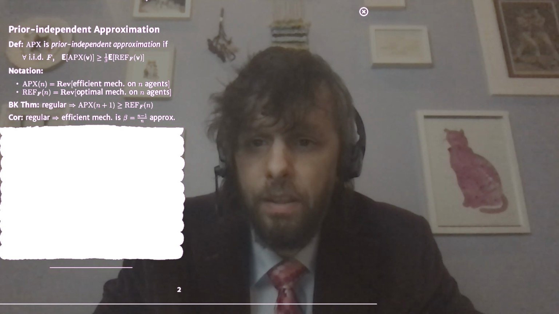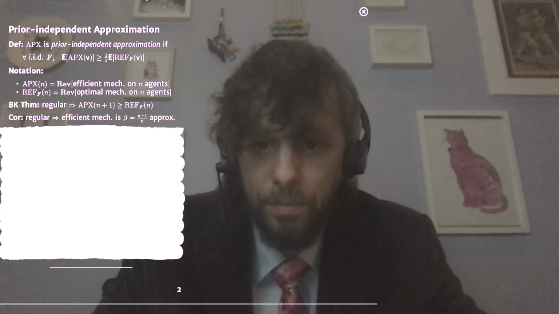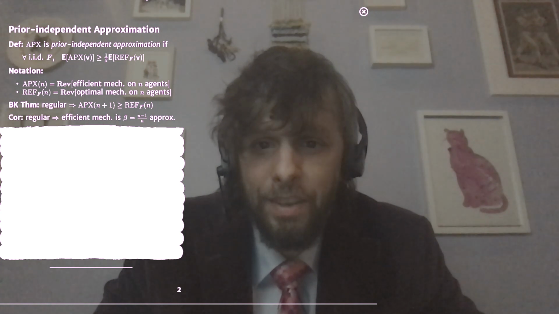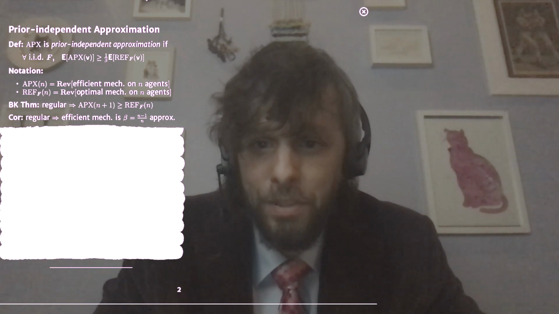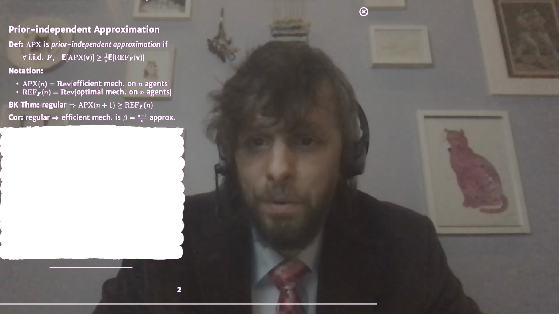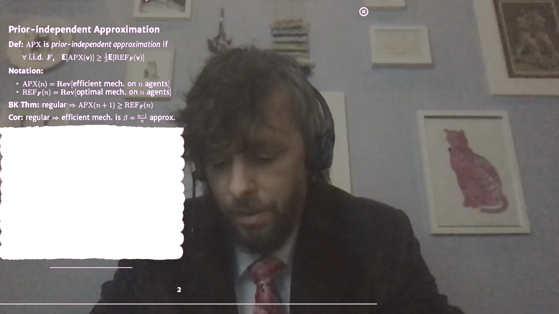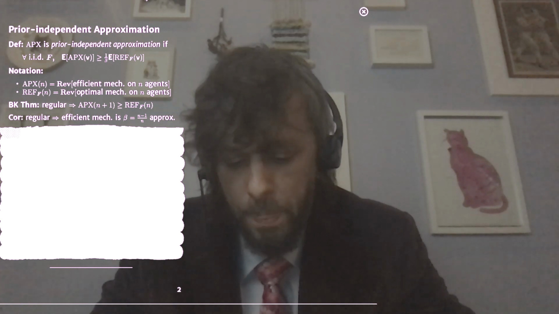The corollary is that, again, if I have regularly distributed values, then the efficient mechanism is an n minus 1 over n approximation of the optimal mechanism. So in other words, if I have 100 agents, then I get 99% of the revenue of the optimal mechanism running the efficient auction. Okay, so let's look at this proof.